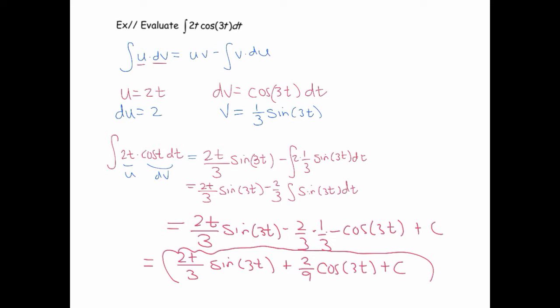So one thing to point out is that usually you get answers that are kind of crazy, and it's not necessarily worth checking them. If you have time, you can take the derivative of this thing and see that you get 2t cosine of 3t. But really the thing to acknowledge is the choice you made in terms of what you wanted to be u and dv. And this time the choice was correct because this integral that resulted was easier than the original. And as long as that happens, then you're doing it correctly. Let's try another example.